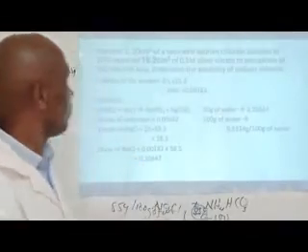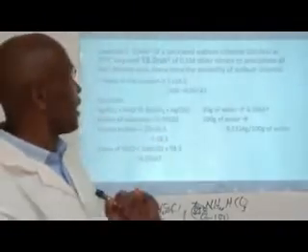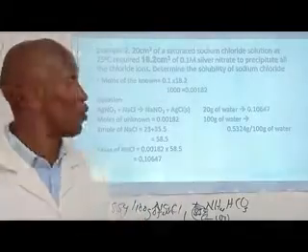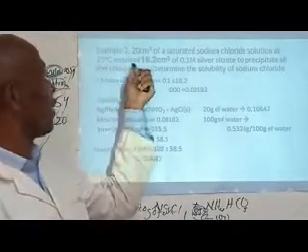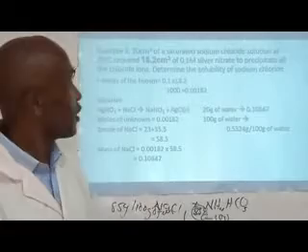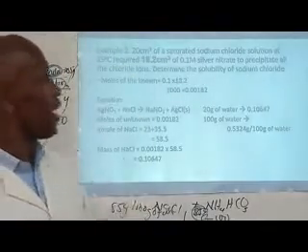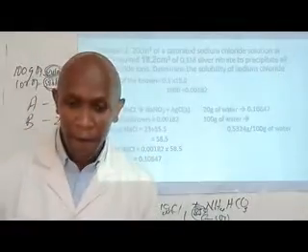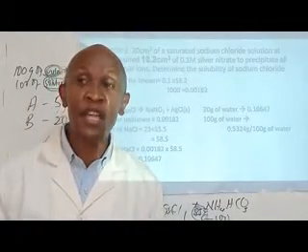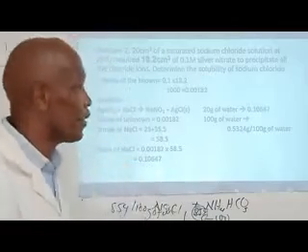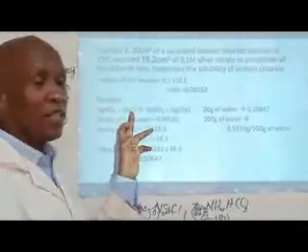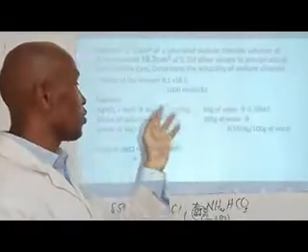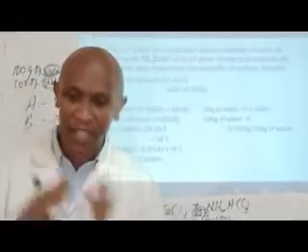Now another example. 20 cubic centimeters of a saturated sodium chloride solution at 25 required 18.2 cubic centimeters of 0.1 molar silver nitrate to precipitate all the chloride ions. Determine the solubility of the sodium chloride. Now when you read that question, you realize that there is a reaction taking place: the reaction between silver nitrate and sodium chloride to precipitate the silver chloride. Of course, it's going to form a solution of sodium nitrate. So there is a reaction that is taking place.